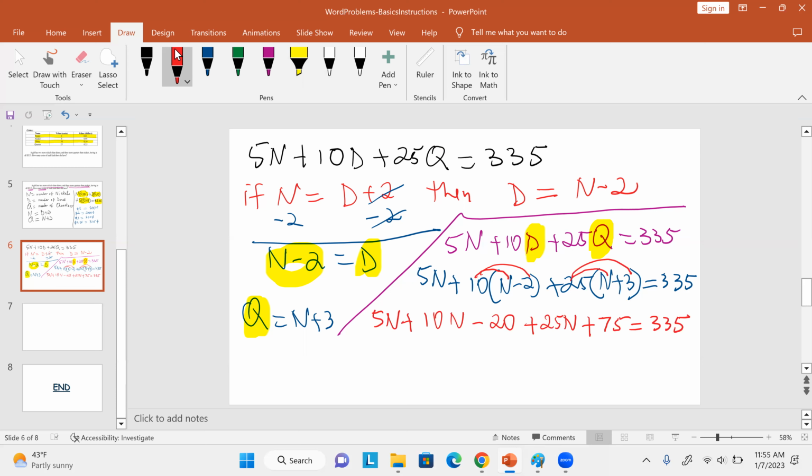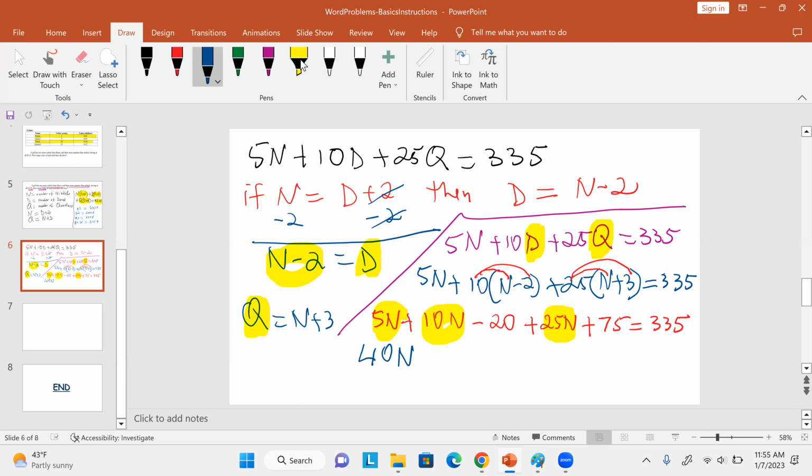Now, we're going to combine like terms, so numbers with the same variable and the same power. So here, we have 5n, 10n, 25n. We can combine all these three, and the 5n plus 10n will be 15n. 15n plus 25n will be 40n. So we have a 40n.